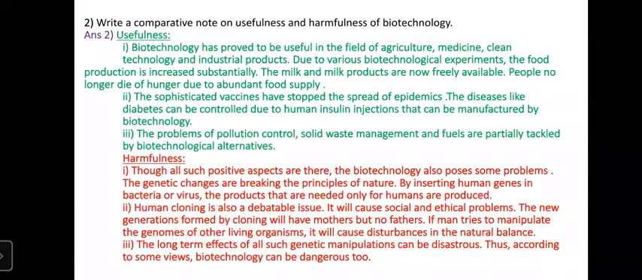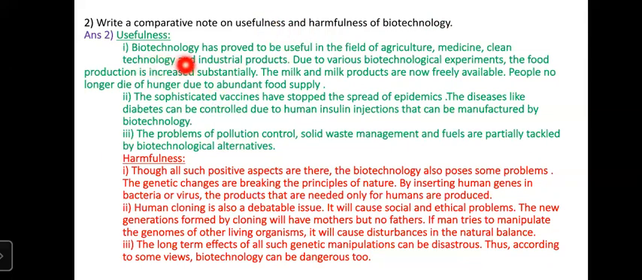See the next question. Write a comparative note on usefulness and harmfulness of biotechnology. So in a way you're going to write the advantages or merits of biotechnology, and you're going to write the demerits of biotechnology. Now first see, you're going to write usefulness. How biotechnology is useful to us.